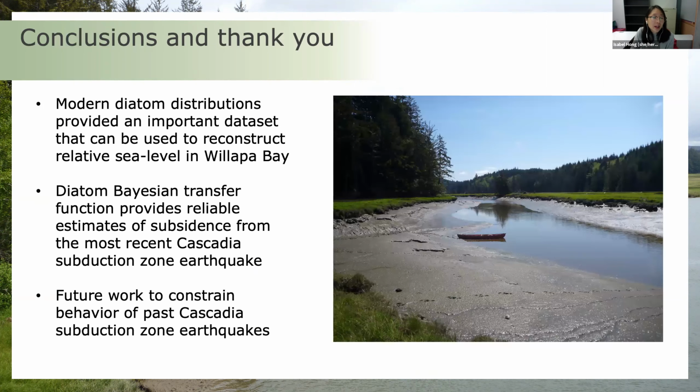And so in conclusion, the modern diatom distributions that we observed provided a really important data set that could then be used to reconstruct relative sea level at Willapa Bay, and this new diatom Bayesian transfer function was able to provide a reliable estimate of the land level subsidence from the most recent Cascadia subduction zone earthquake. And future work will hopefully continue to improve the diatom transfer function and then try to produce additional estimates of land level change along the Cascadia subduction zone. So with that, I would like to thank you all for your attention, and I'm happy to answer any questions.